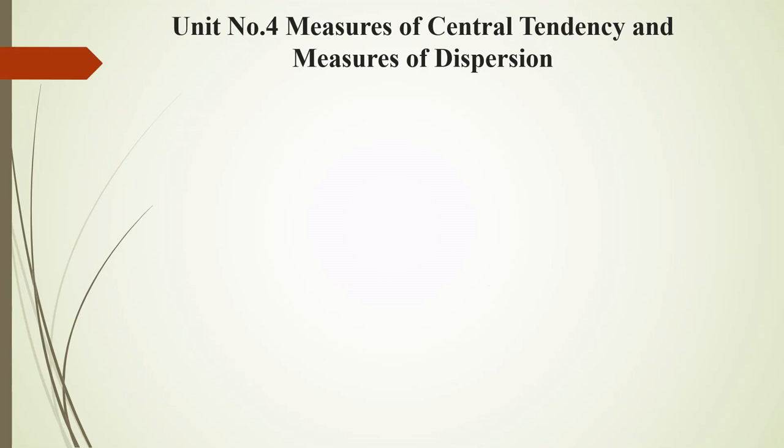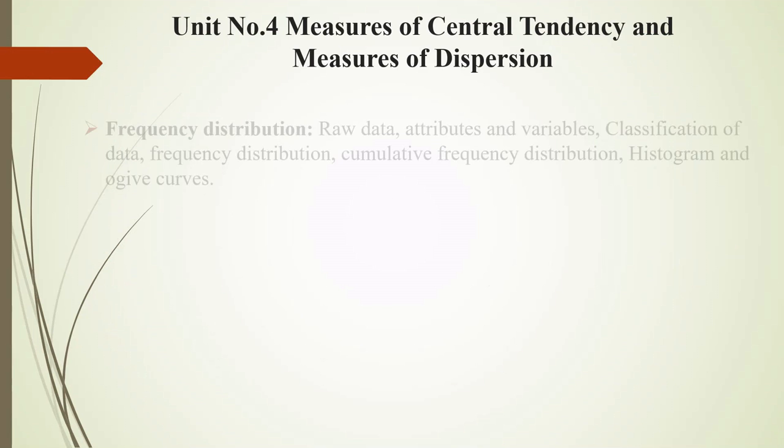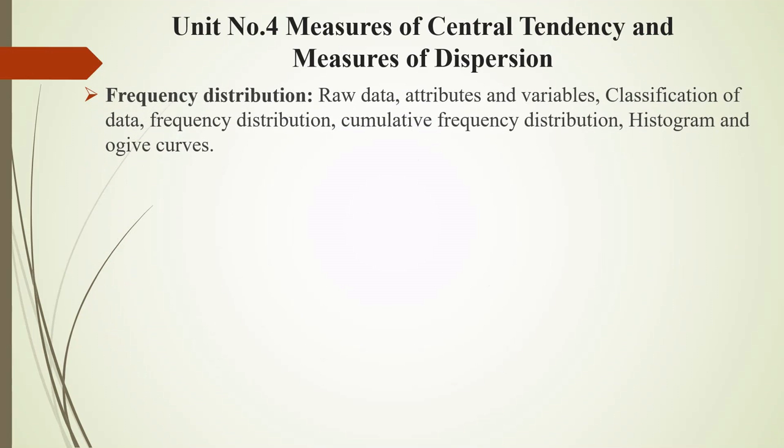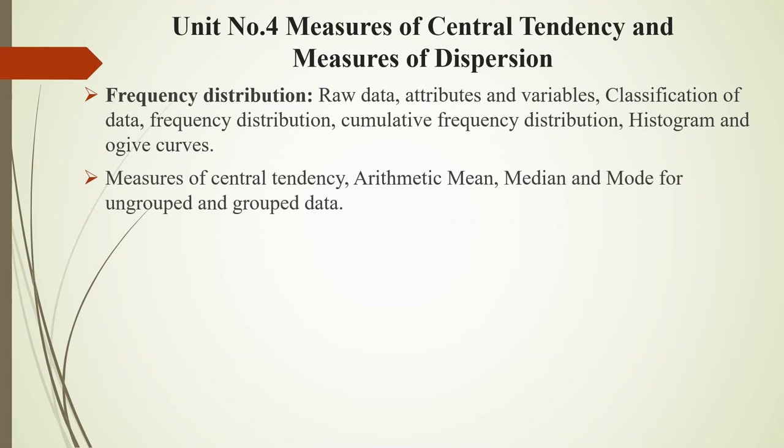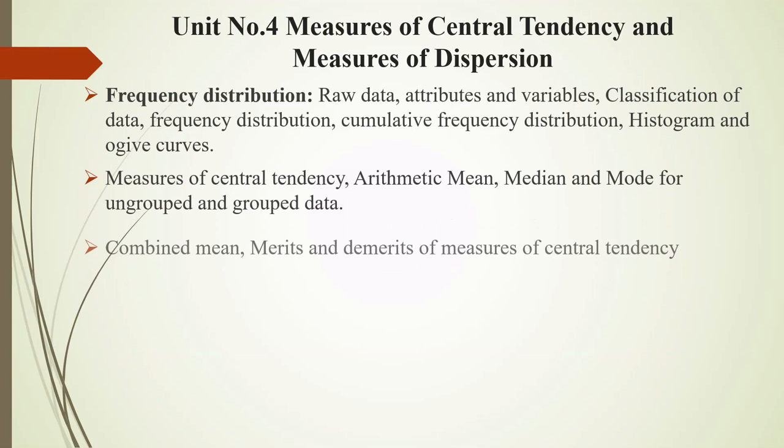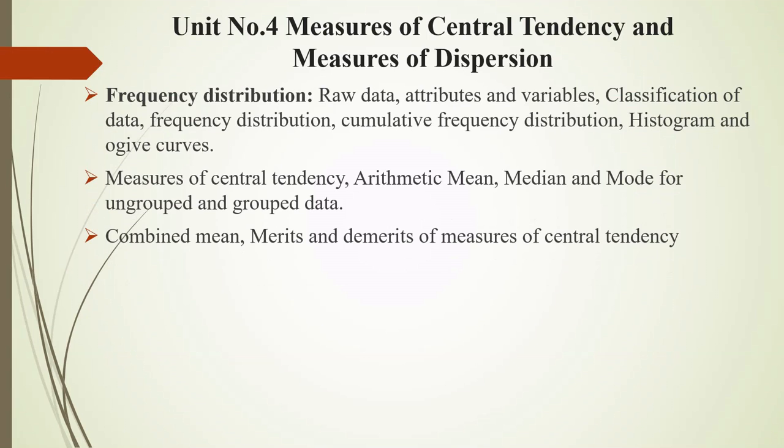Chapter number 4, measures of central tendency and measures of dispersion. In this chapter, we learn frequency distribution, raw data, attributes and variables, classification of data, frequency distribution, cumulative frequency distribution, histogram and ogive curve. Measures of central tendency: arithmetic mean, median and mode for ungrouped and grouped data. We also learn combined methods, merits and demerits of measures of central tendency.